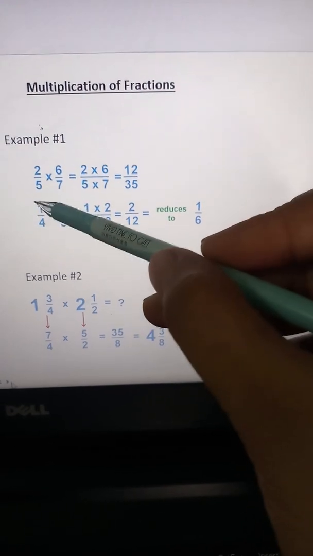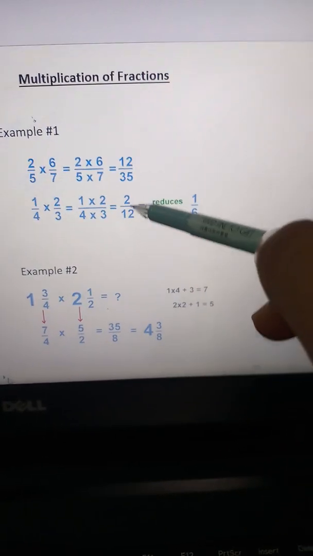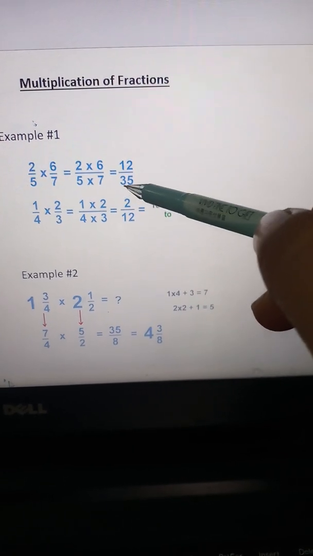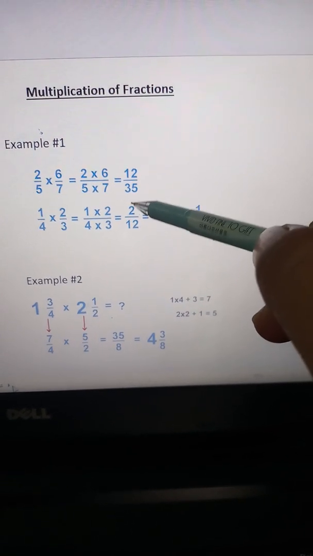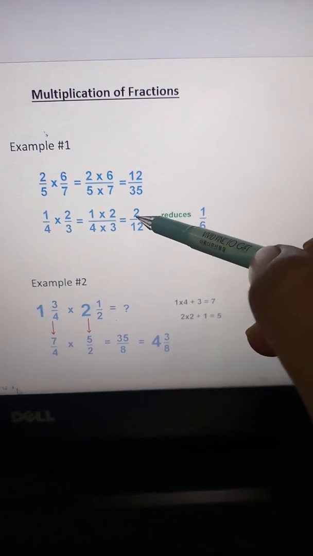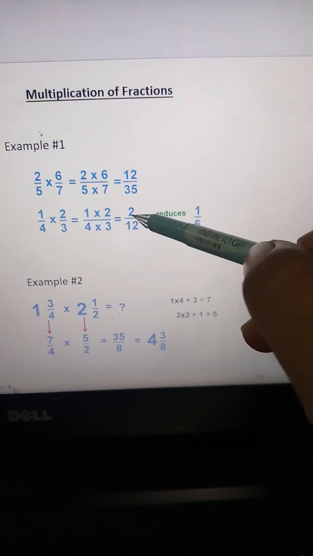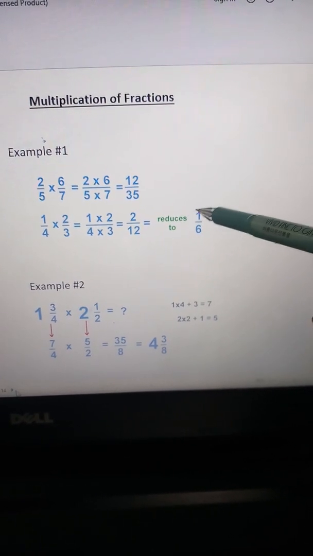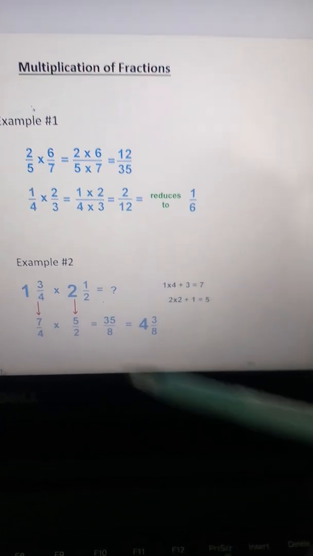The same is the case with these two fractions. You can reduce the fraction to its lowest form if both the numerator and denominator can be divided by the same table. These can both be divided by the same table, like 2 ones are 2 and 2 sixes are 12, so we will reduce it to its lowest term, 1 by 6.